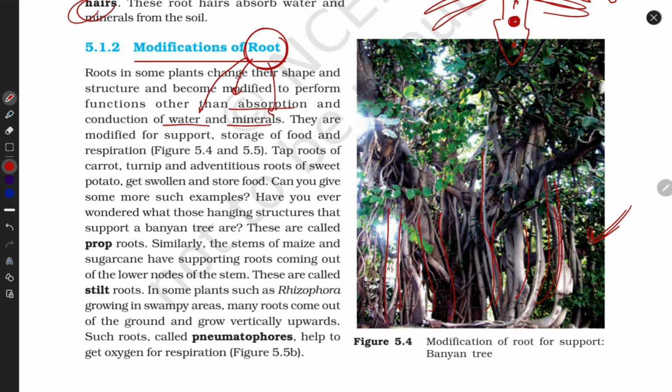But they modify. Roots may be modified for support like this. They may be modified for storage of food. They may be modified for respiration. One of the best examples of respiration is pneumatophores.